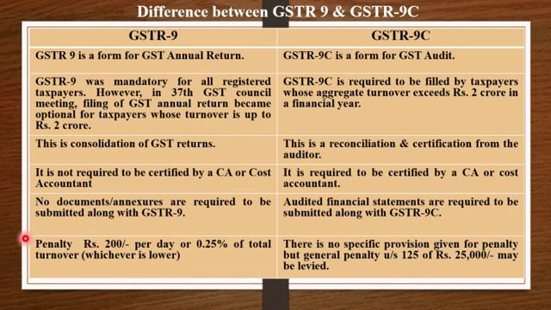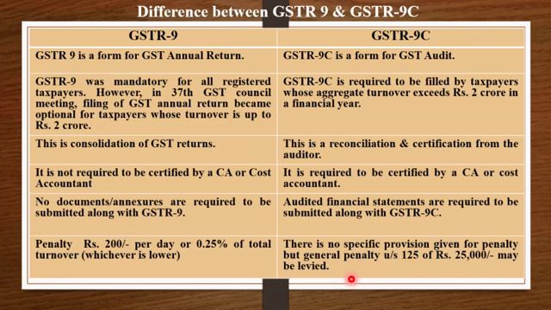Sixth difference is penalty: rupees 200 per day or 0.25% of total turnover, whichever is lower. And in GSTR9C, there is no specific provision given for penalty, but general penalty under section 125 of rupees 25,000 may be levied.